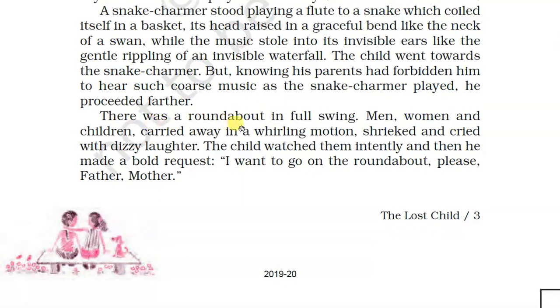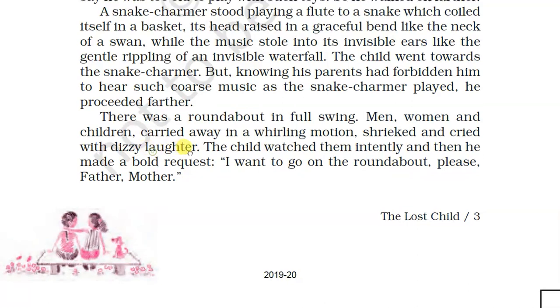And he proceeded further. There was a roundabout. Roundabout means a kind of revolving swing, a merry-go-round. There was a roundabout wheel in full swing, with men, women and children carried away in a whirling motion. Full swing means at full speed. Whirling means rotating. And they shrieked, they shouted, and cried with dizzy laughter, loud laughter.